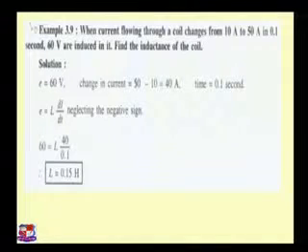So E is equal to minus L di by dt. Here we neglect the negative sign. E is equal to L di by dt. If we put all the above values in this equation, we get 60 is equal to L into di by dt, the rate of change of current, 40 upon 0.1, where dt is the time required to change the value of current from 50 to 10 amps. So we get L is equal to 0.15 Henry.